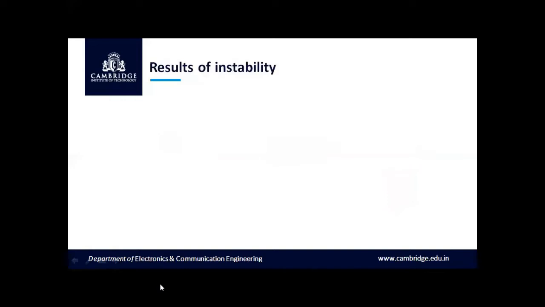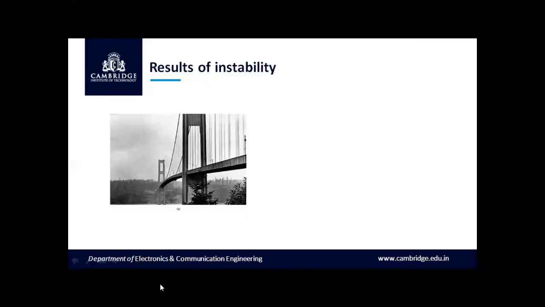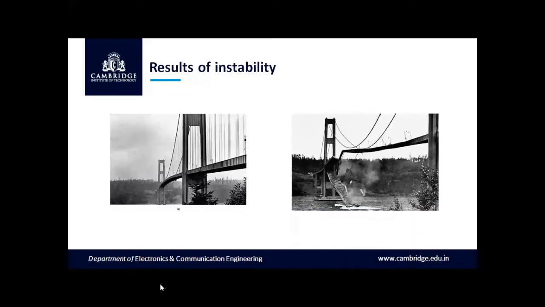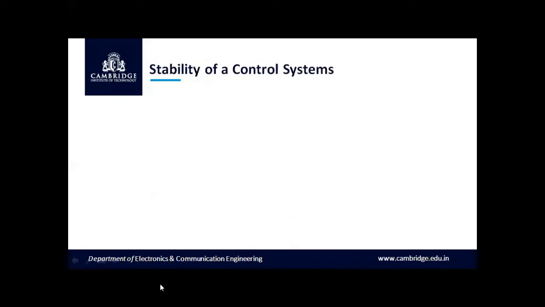So what will be the result of instability? Now look at this image. The first image shows the bridge which is in a stable state, and on the other side the bridge has completely collapsed due to instability. And it's very important to discuss the stability of a control system. So let us discuss the stability of a control system.